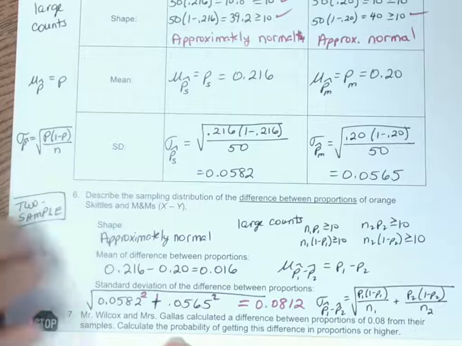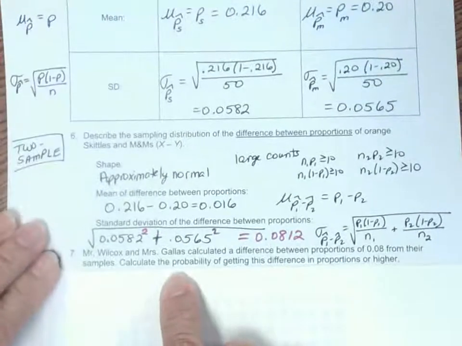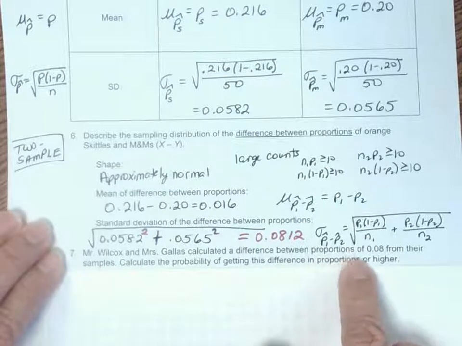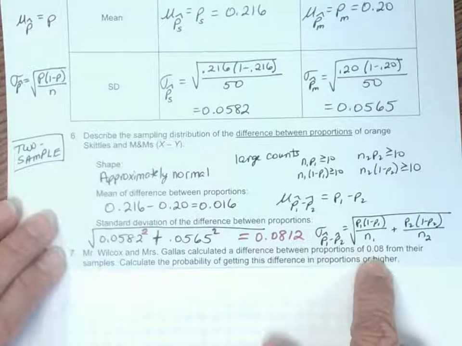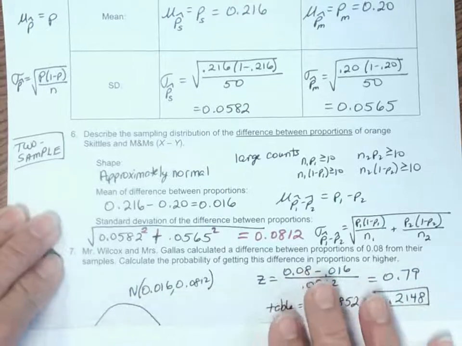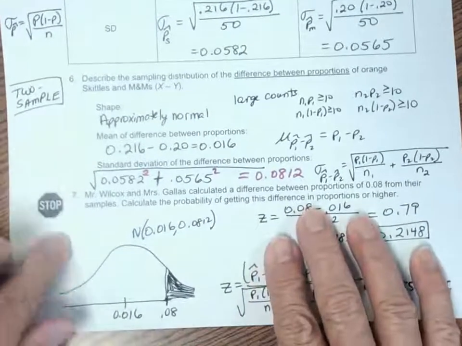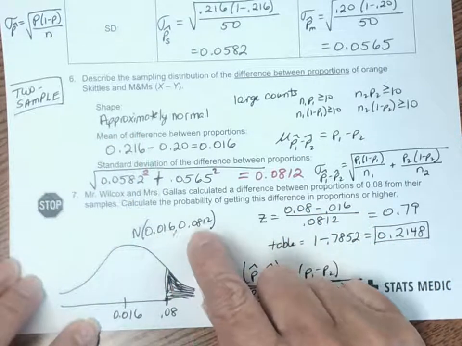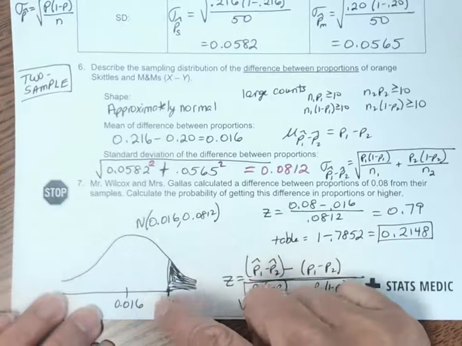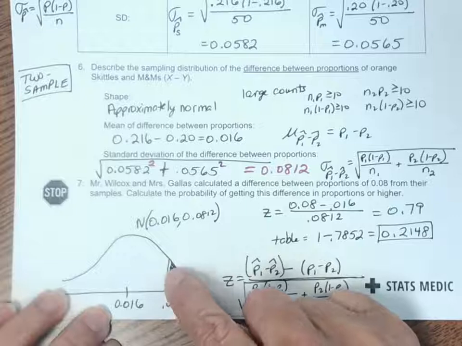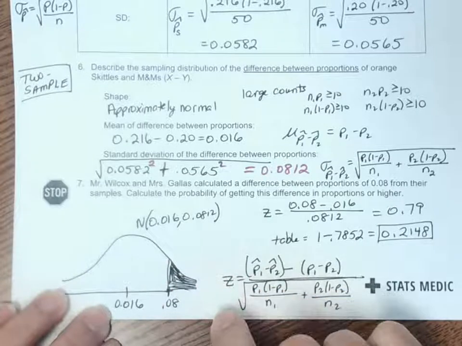Now, when this pair of teachers did it, they calculated a difference between the proportions of 0.08. We want to see what is the probability of getting a difference of 0.08 or higher. So we've got to do our z-score. We can say it's approximately normal from here because it met the large counts criteria. We've calculated our mean and our standard deviation. I've drawn my normal curve with my mean. The value I'm looking for is 0.08, and I want it or higher, so I'm shading to the right.